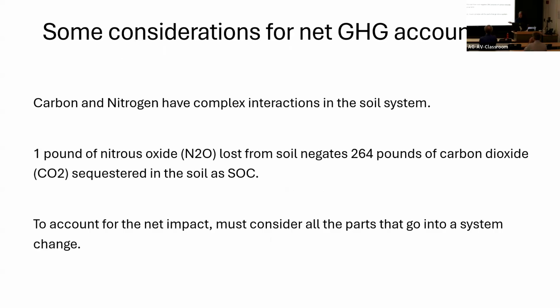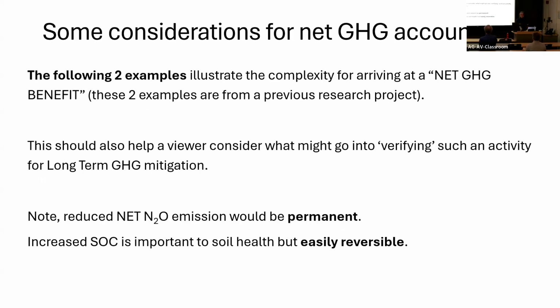So we all know in this room that carbon and nitrogen have complex interactions in the soil. And we also know that in New York State, 1 pound of nitrous oxide lost from the soil negates 264 pounds of carbon dioxide sequestered, right? So a small change in nitrous oxide can negate a huge amount of carbon sequestration. So we need to think about the net impacts, and we must consider all the parts that go into the system's change. So the following two examples illustrate the complexity for arriving at what we call net greenhouse gas benefit.